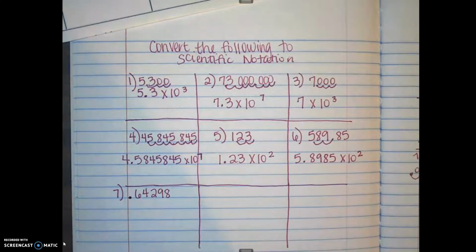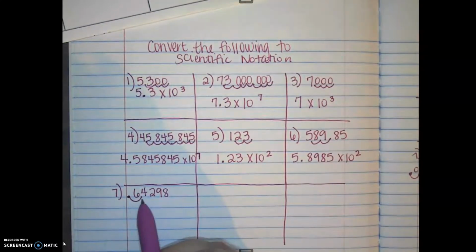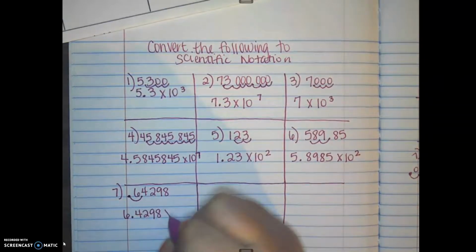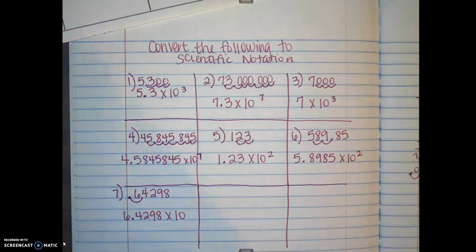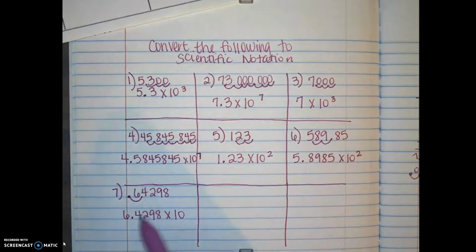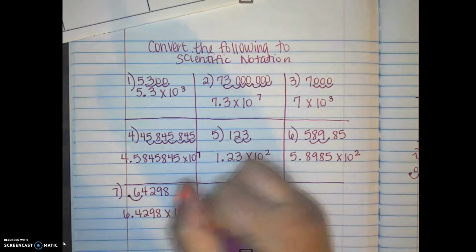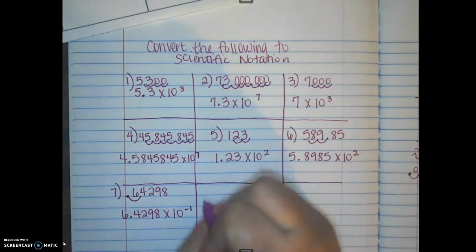All right, so we have that number, and we want to move our decimal so that it is just one digit and then the number. If I move it right there, that is one digit and then my decimal. So I have 6.4298 times 10. And this number was less than 1, or small. If you think of it as money, it was about 64 cents. That's a small amount of money. So the exponent is going to be a negative 1. And I like that example because a lot of times we forget that an exponent can be a 1. All right, let's look at number 8.